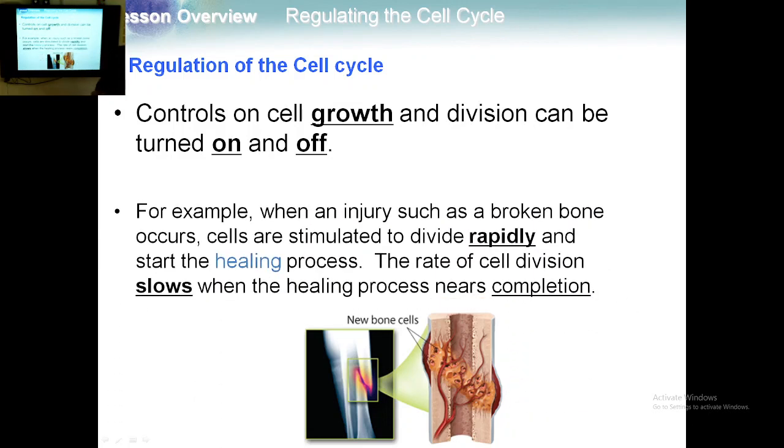As an example, if there is a bone fracture, how will the cell heal this fracture? When an injury such as a broken bone occurs, cells are stimulated to divide. What will stimulate the cell to divide rapidly and start the healing process? Inshallah, we will take it in the lesson, okay? The rate of cell division slows when the healing process nears completion. So in the beginning the healing is rapid, but at the end it will decrease until the whole healing is finished.